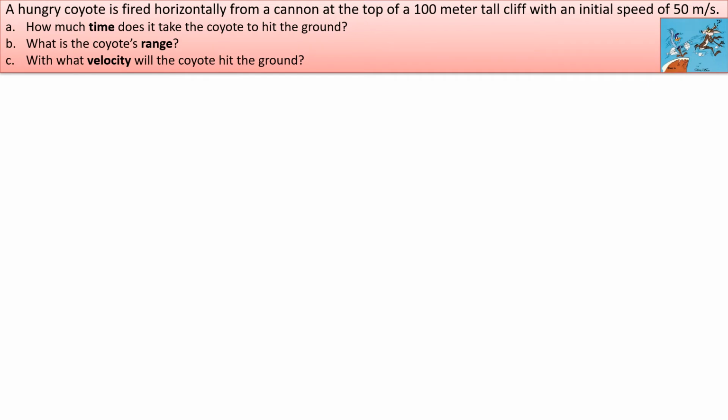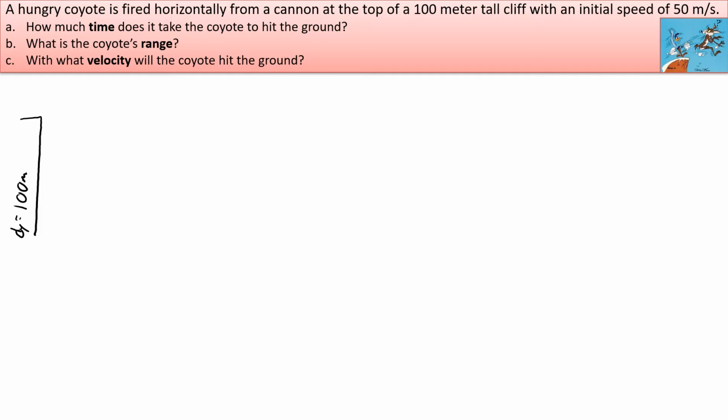So for these projectile motion problems, I always like to start by drawing a diagram. So here's our cliff, and it says that it's a 100-meter tall cliff. So this is 100 meters. We could even call that D. Should we use a subscript at this point? dy for the y direction, right?